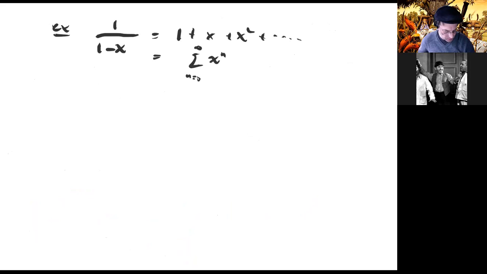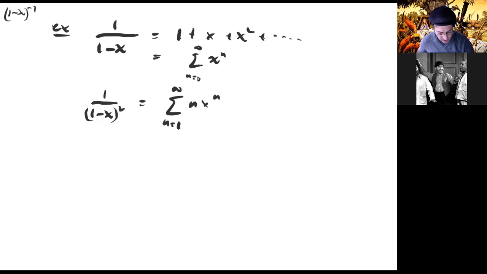So now let's differentiate both sides. The derivative of the left side, if you think of it as 1 minus x to the minus first power and use the power rule, we get 1 over 1 minus x quantity squared. And the right side we can differentiate. We get the sum n goes from 1 to infinity of n x to the n minus 1.